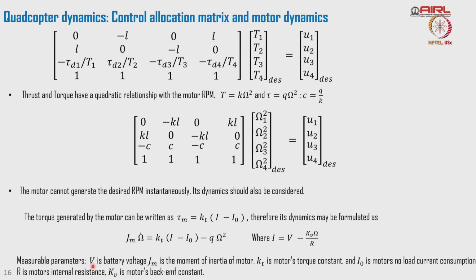What we need to know is the voltage of the battery. Jm is the moment of inertia of the motor, Kt is the motor torque constant, I naught is the motor no load current, that is, the current it is consuming when there is no load. R is the motor internal resistance, Kv is the motor back EMF. Once we have all the values, we can even model the motor dynamics.